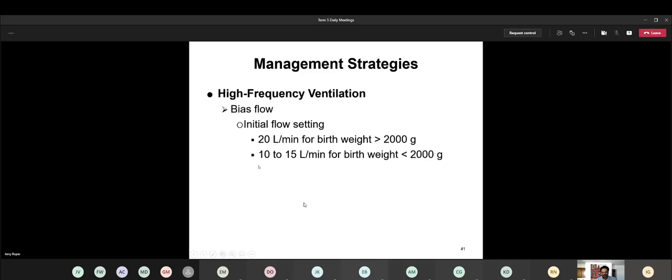And with the bias flow, even with the video that we saw yesterday or Tuesday, that particular hospital was saying that you should start your bias flow at 20 liters per minute. Of course, each facility has their own thing, but that's kind of common as far as the oscillator goes. You're going to start with about 20 liters per minute. And then if you have a VLBW or ELBW case, you may want to go a little bit lower just because you have a smaller baby.